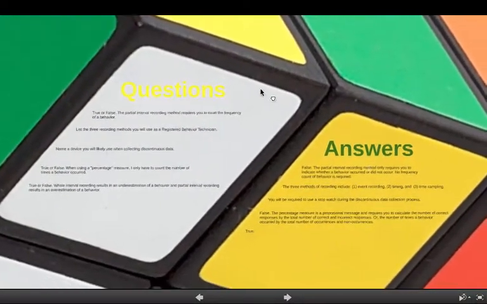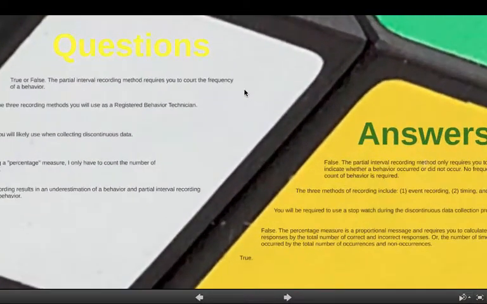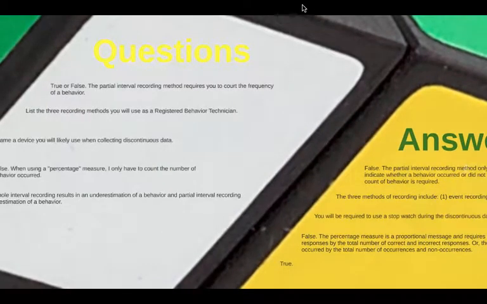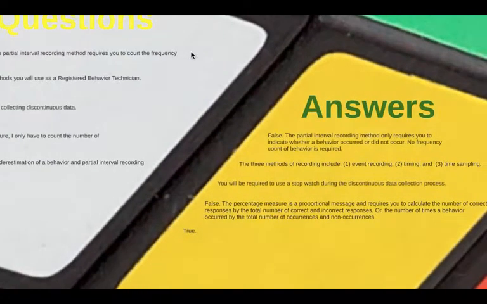module. So as always, with respect to our questions and answers, true or false, the partial interval recording method requires you to count the frequency of a behavior. The answer is false. The partial interval recording method only requires you to indicate whether a behavior occurred or did not occur. No frequency is required here.